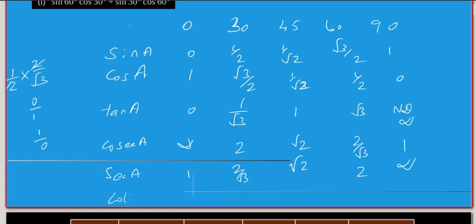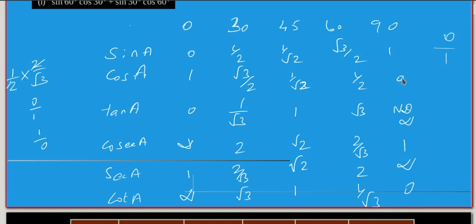Next cot. Cot A is nothing but the reciprocal of tan A. So the reciprocal of tan A is what? 0 by 1 becomes 1 by 0. It is not defined. And 1 by root 3 is root 3 by 1. So it is root 3. 1 by 1 is 1 itself. Root 3 by 1 becomes 1 by root 3. And this is not defined. Why? Because it was 1 by 0. If we write it as a reciprocal, 1 by 0 becomes 0 by 1. 0 by 1 is 0 itself.